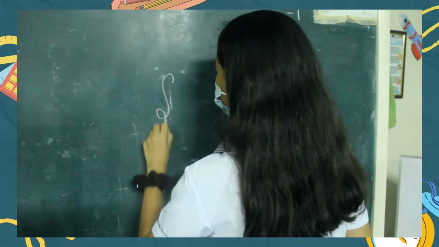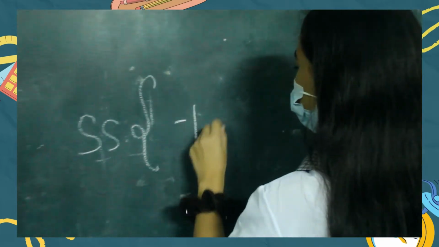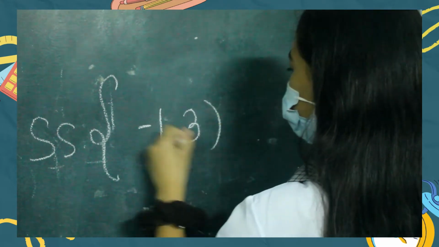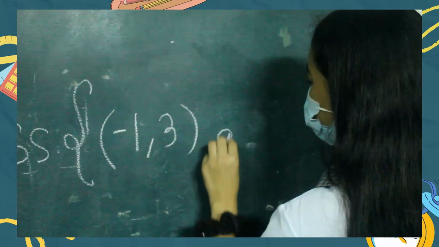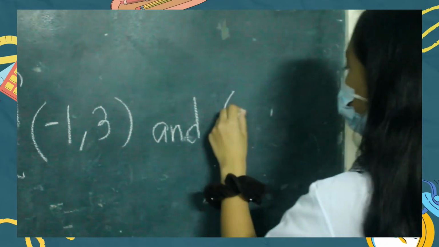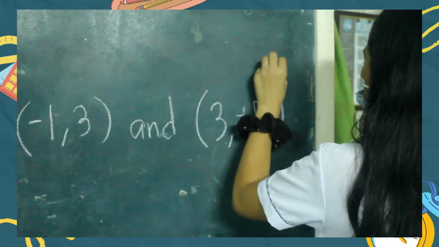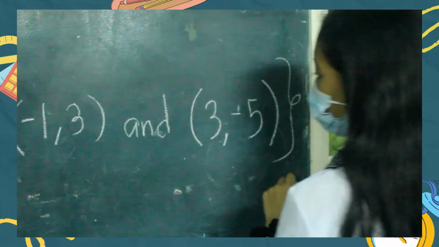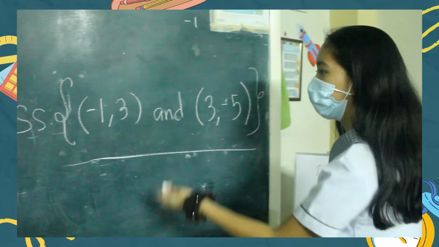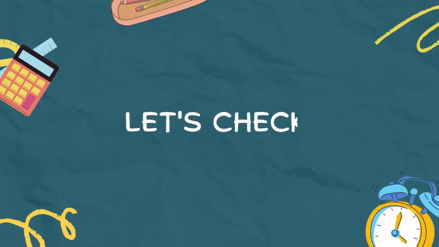So our two solution sets are negative 1 and positive 3, and positive 3 and negative 5. So these are the two solution sets of our system of nonlinear equations.